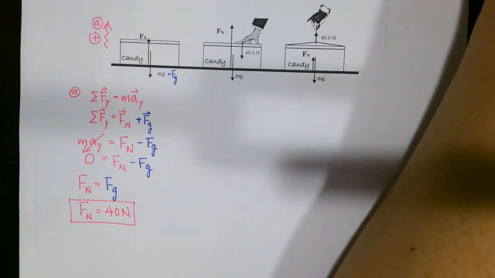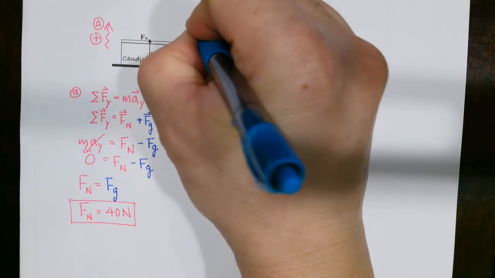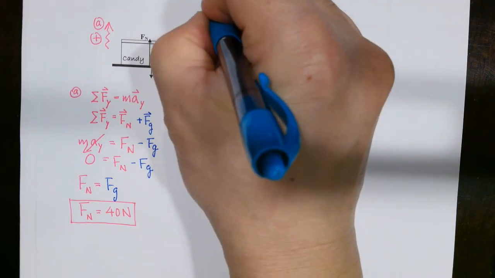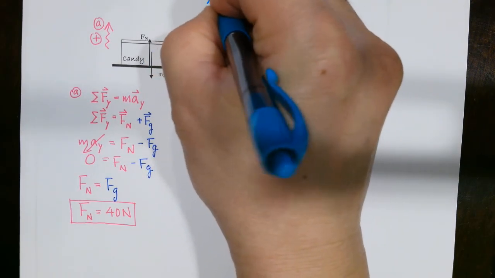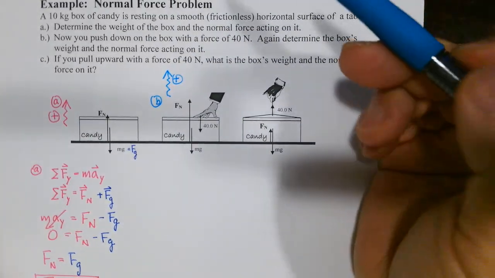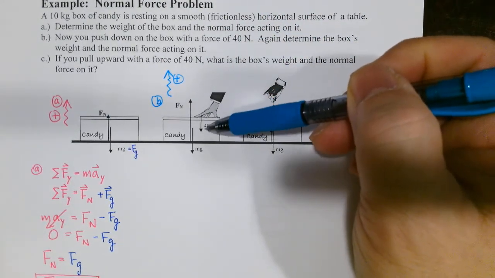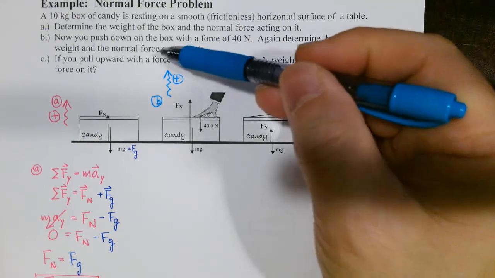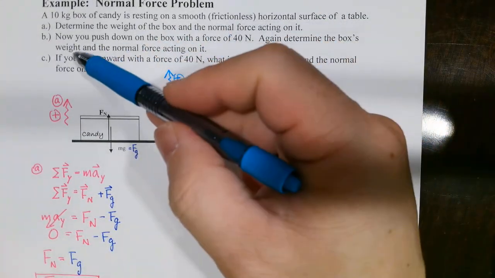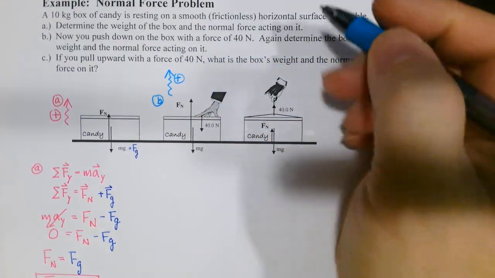Okay? Now let's take a look at part B. Again, I'm going to consider up direction to be positive, down direction to be negative. And part B states, now you push down on the box. So here, I'm pushing down on the box with an extra 40 newtons of force. Again, determine the box's weight and the normal force acting on it.